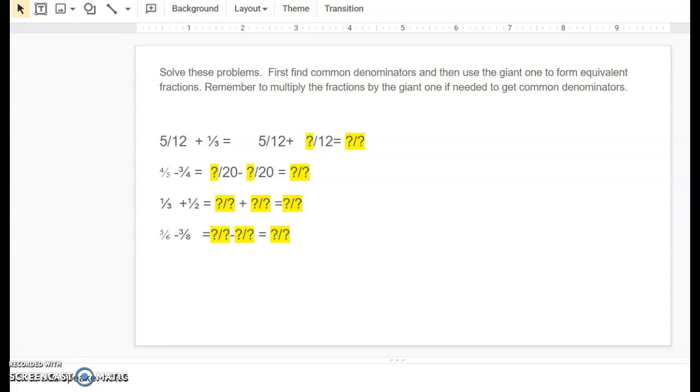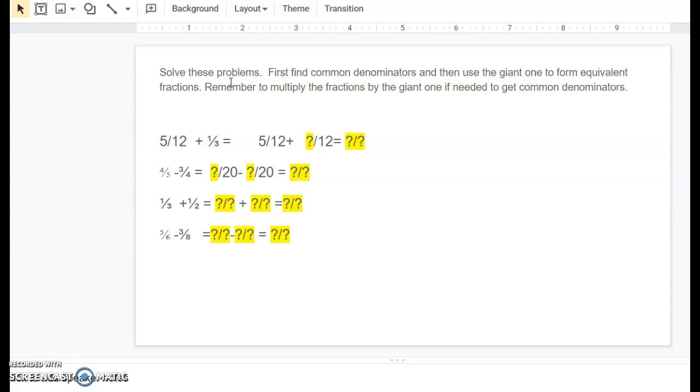And this last slide is the one that you would have to fill out. So it says solve these problems. First find common denominators and then use the giant 1 to form equivalent fractions. Remember to multiply the fractions by the giant 1 if needed to get common denominators. So you have to make sure your denominator is the same.